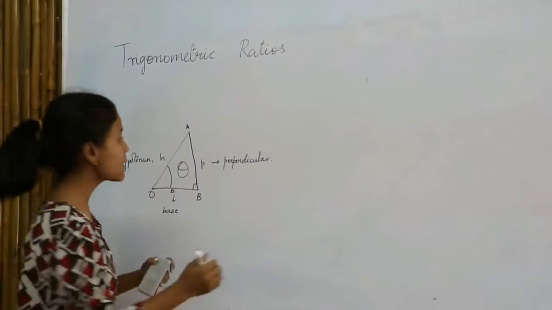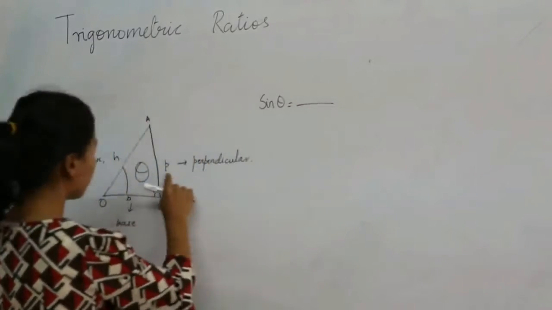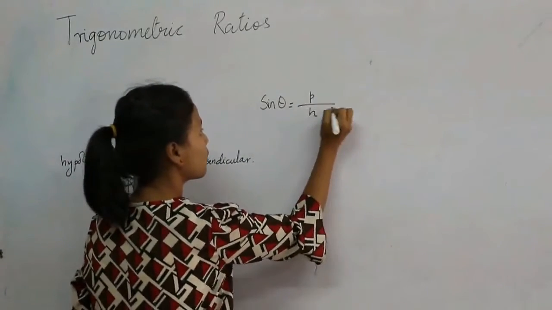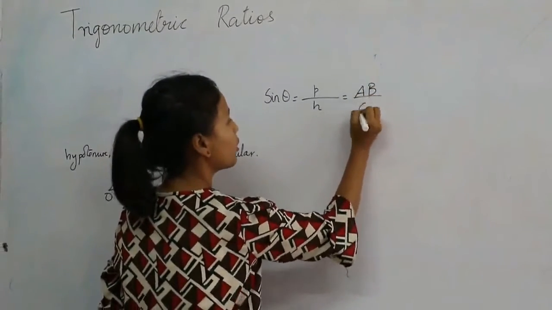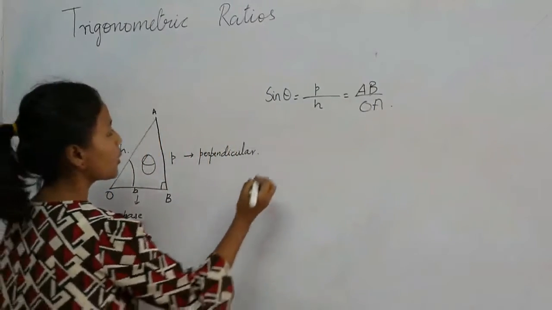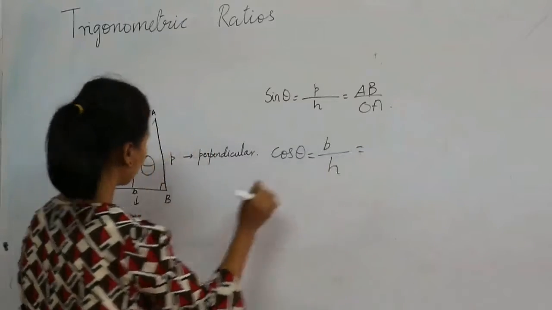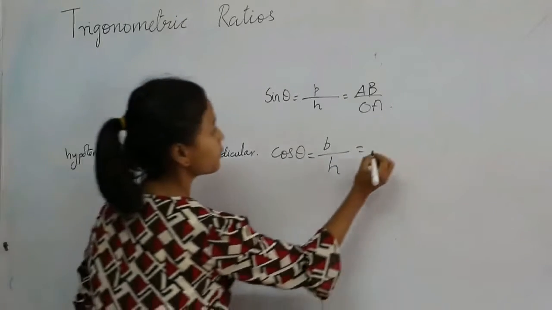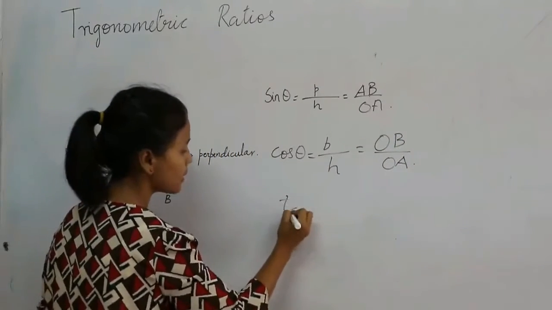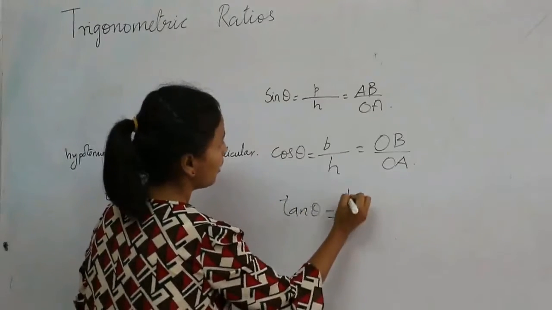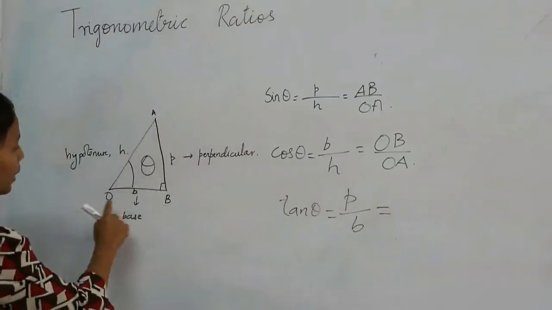Now sine theta is given by perpendicular by hypotenuse, which is AB by OA. Cos theta is given by base by hypotenuse, which is OB by OA. And tan theta is given by perpendicular by base, which is equal to AB by OB.